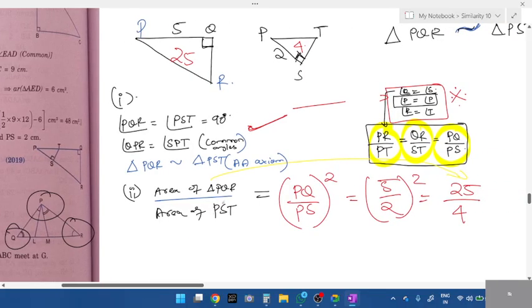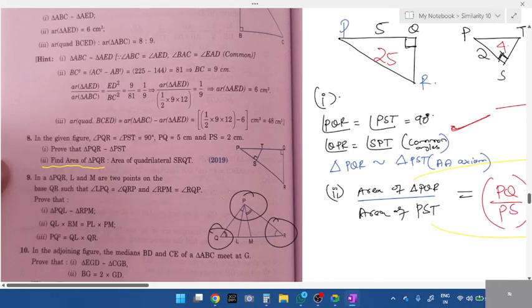No, no, no. Just look at the ratio and tell me, for PQR what is the value? 25. And PST, what is the value? 4. Look at this, students, entire PQR, can you tell me the value of entire PQR? 25, right? And what is PST? Area of just this one part?